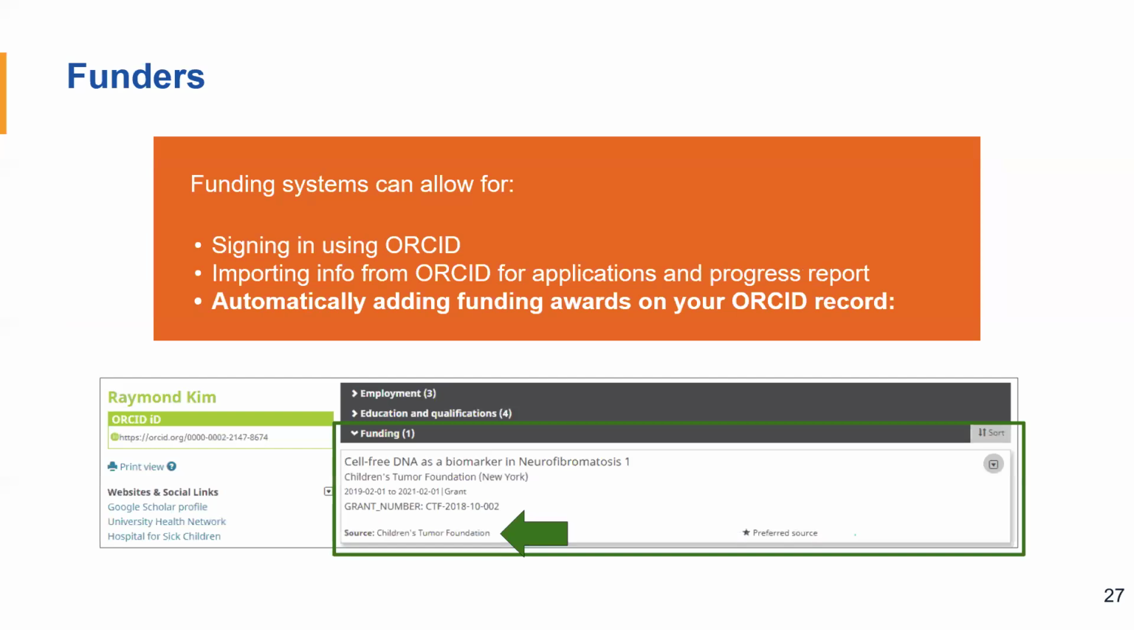And some funders will actually add your funding award to your ORCID record for you. So you don't even have to update that yourself. So this is an example of funding that a researcher received from the Children's Tumor Foundation. And you can see the source of this entry is Children's Tumor Foundation, which means that the foundation itself added this funding information to Raymond's ORCID record on his behalf. So he did not have to enter it himself.